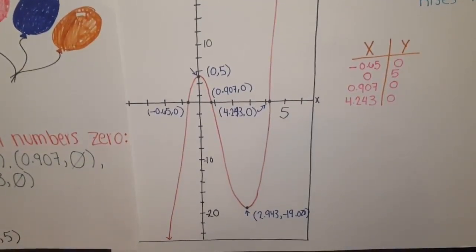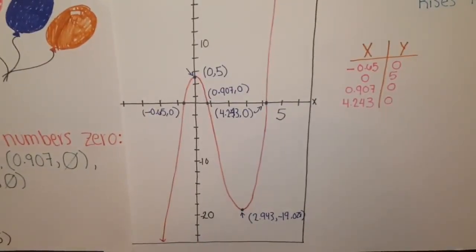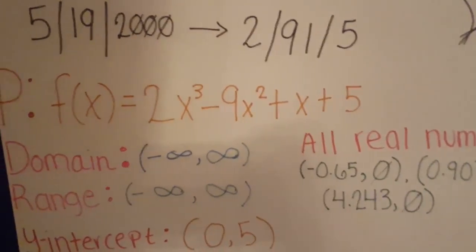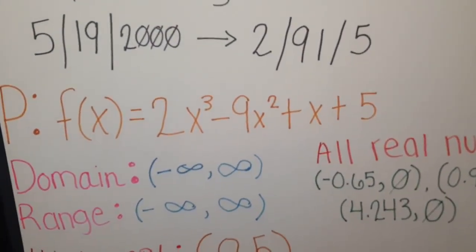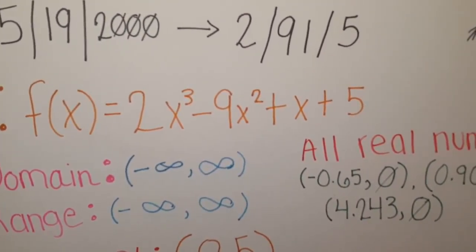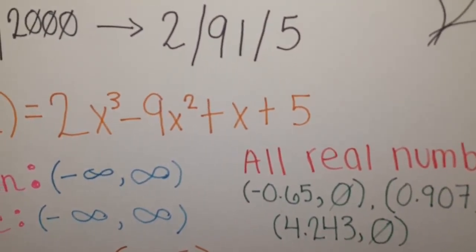The description for the end behavior of my graph is that it falls to the left and it rises to the right. This equation represents me because I have 2 brothers, 9 cousins, 1 dog, and 5 uncles.